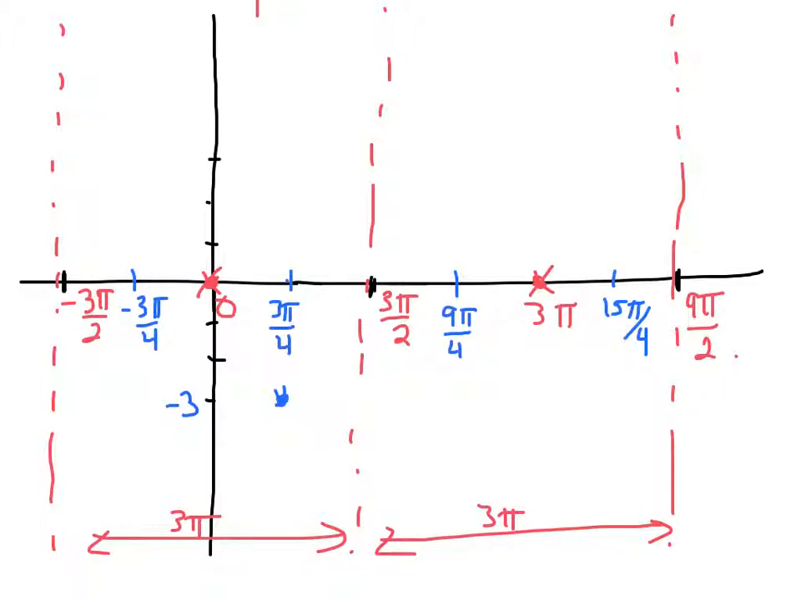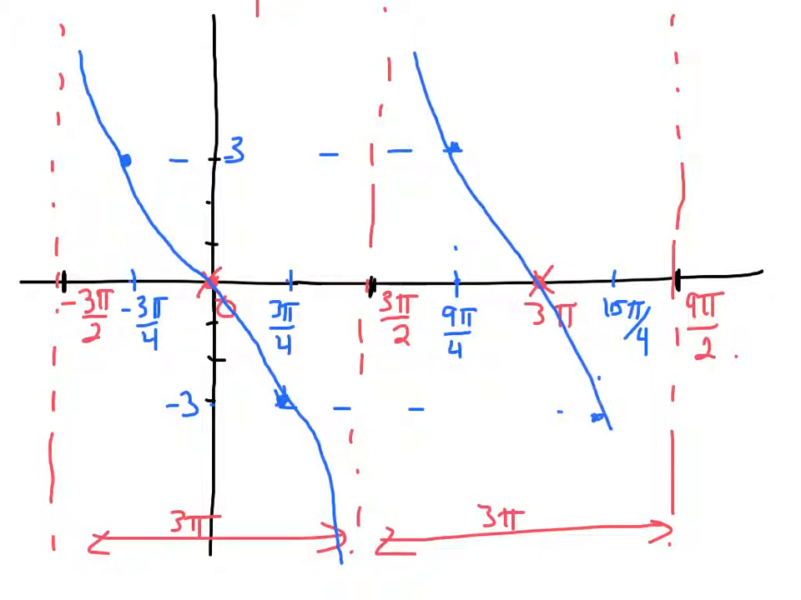Here, because it's symmetrical, it's going to go up to positive 3. So my graph is supposed to come here, cross there, and go near the asymptote. We're going to cut and paste and repeat it again. If negative 3 pi over 4 went up to 3, I'm assuming 9 pi over 4 is going to go up to positive 3 as well. 15 pi over 4 is going to go down to negative 3. And if I cut and paste that graph, it's going to look exactly like that.